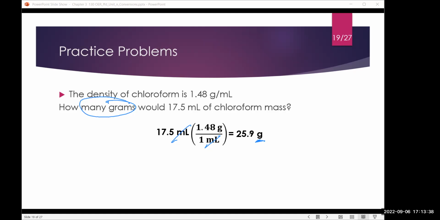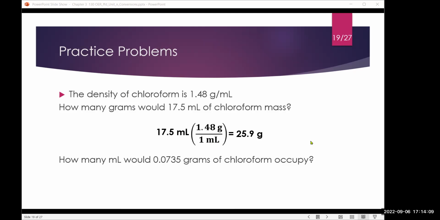This sometimes helps where you may not have a balance to weigh out a mass, but you have an instrument or piece of equipment that you can measure volume. So you can measure 17.5 milliliters, and using the density determine how many grams that equates to, which then you can use for your calculations down the road. It's one advantage of using density. The next one, if we're going from milliliters to grams, we multiply by density.